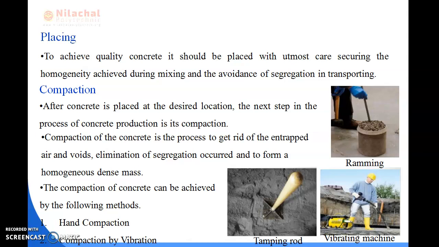There are two methods, that is hand compaction and compaction by vibrations. Hand compaction, as I have discussed with you, is done by ramming or by a tamping rod. So in hand compaction it is mainly done by two methods, that is tamping rod or ramming. Next we will be reading about compaction by vibrations. You can see here the pictures of the vibrating machine.